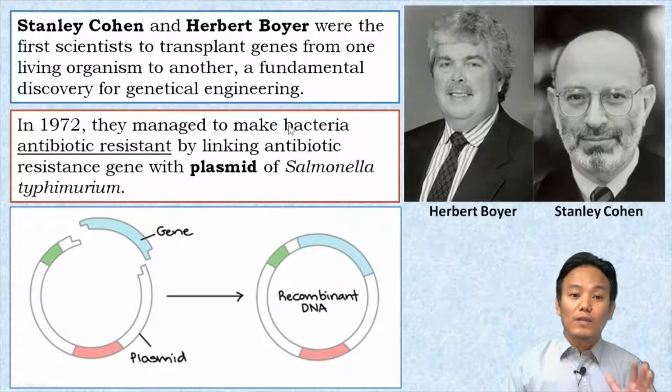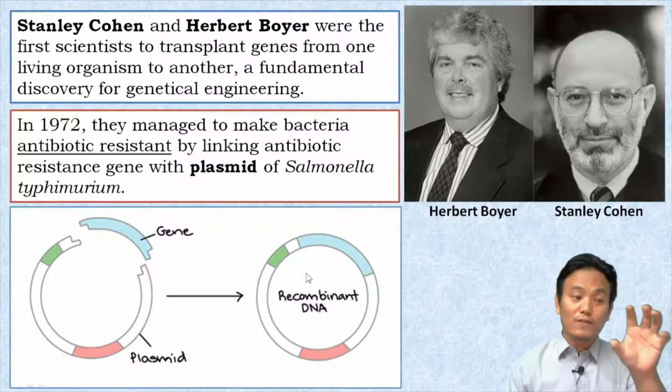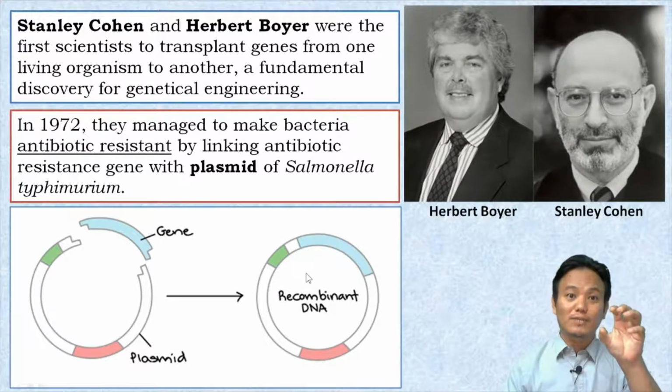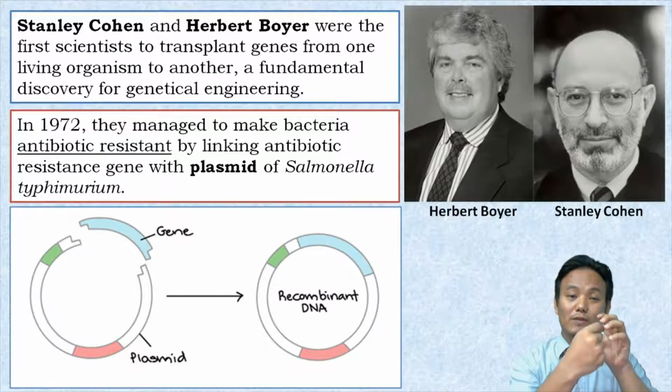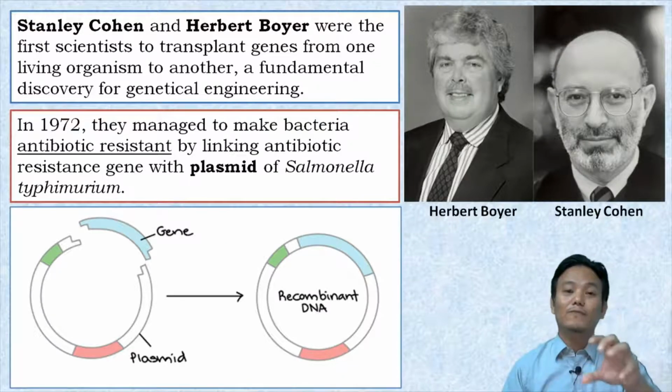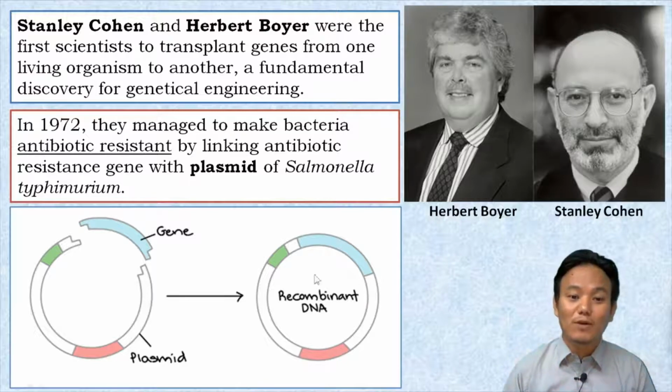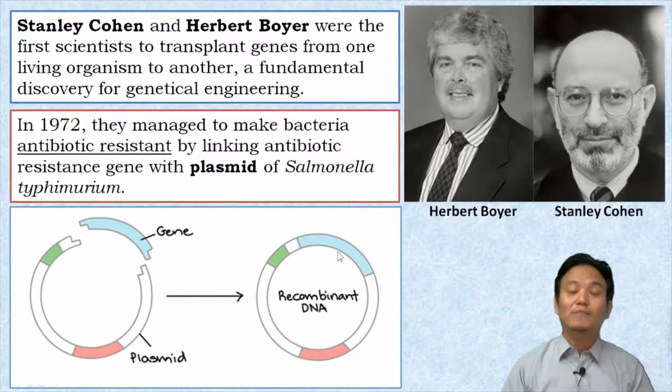Now, they were able to make bacteria antibiotic resistant by introducing this recombinant DNA into those bacteria. If we have a bacteria which is not antibiotic resistant, and this recombinant DNA is inserted into this bacterium, the bacterium will now become antibiotic resistant because it now contains the gene responsible for antibiotic resistance.